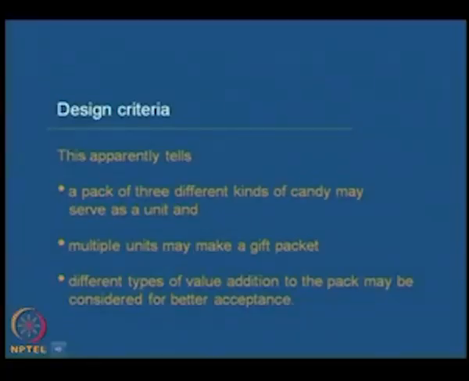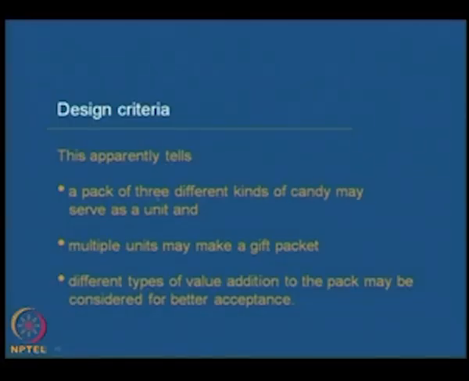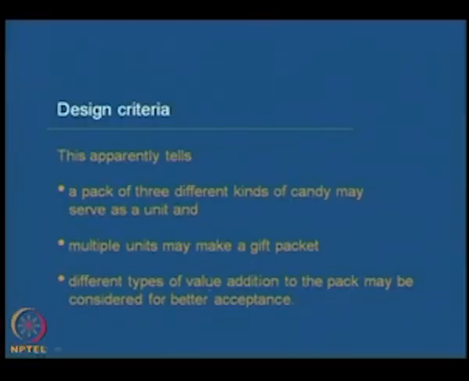So, the design criteria came from this. This apparently tells that a pack of 3 different kinds of candy may serve as a unit, and multiple units may make a gift pack. 3 of the same may be a small one, and different types may be in a packet, or the same type may be in a packet. Different types of value addition to the pack may be considered for better acceptance. These were the design criteria outcomes.